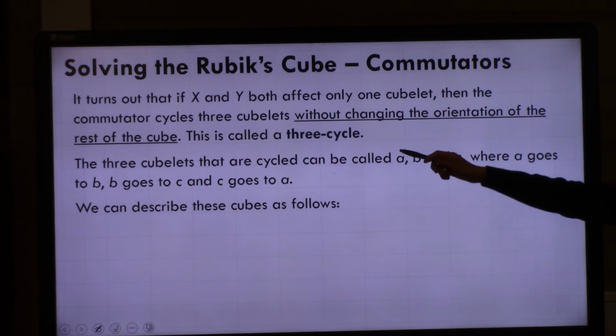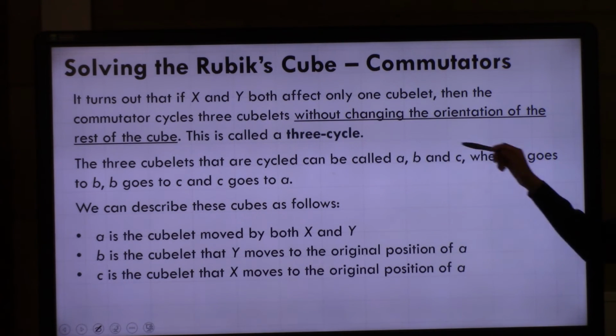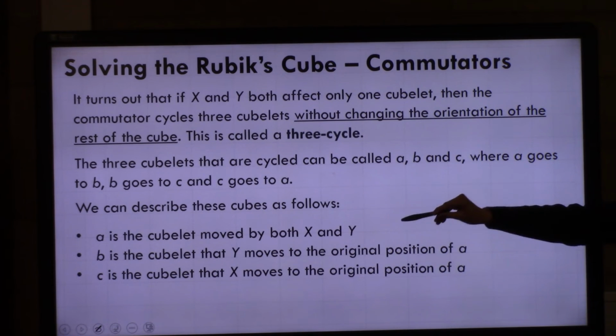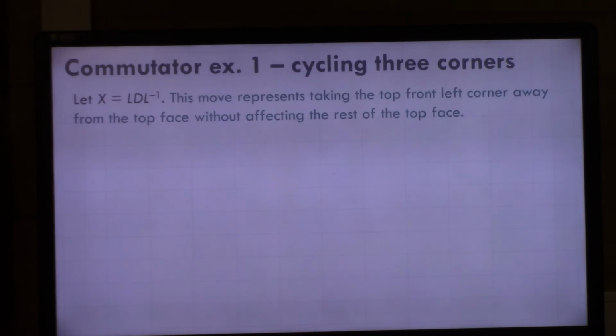Okay, and the 3 cubelets that are cycled, so A goes to B, B goes to C, C goes to A, and A is a cubelet moved both by x and y. B is a cubelet that y moves to the original position of A, and C is a cubelet that x moves to the original position of A. And we'll see this on the next slide.